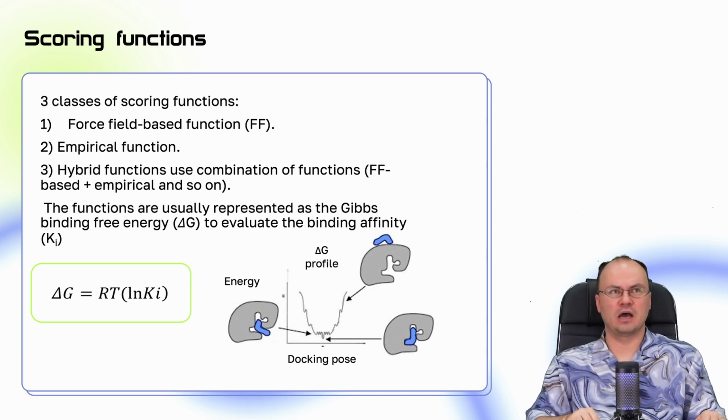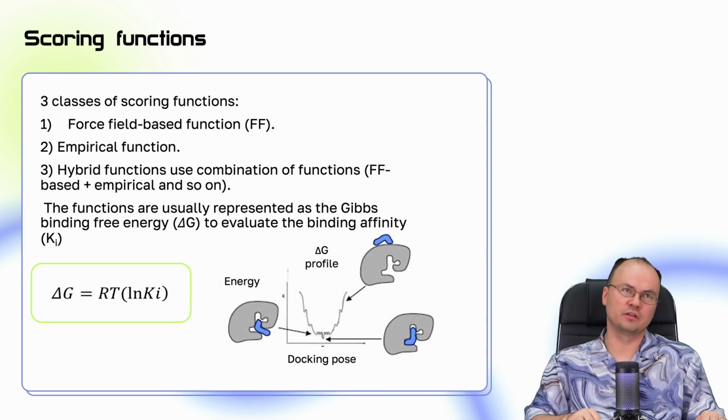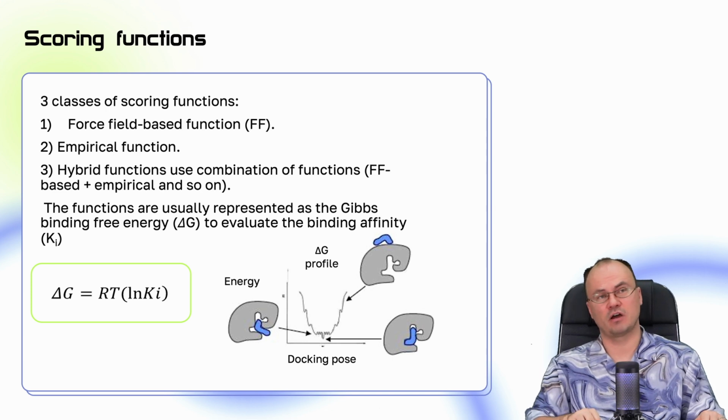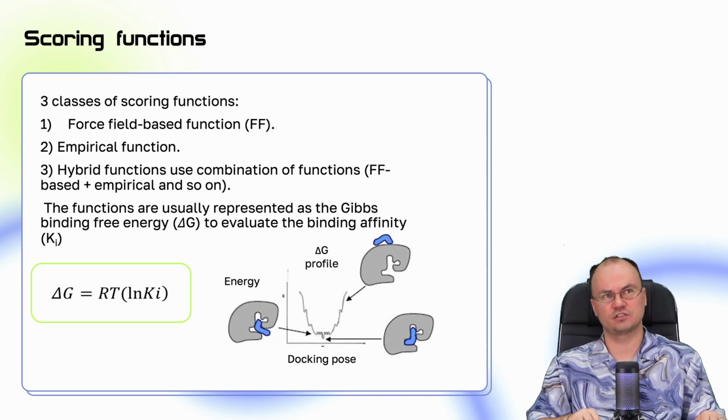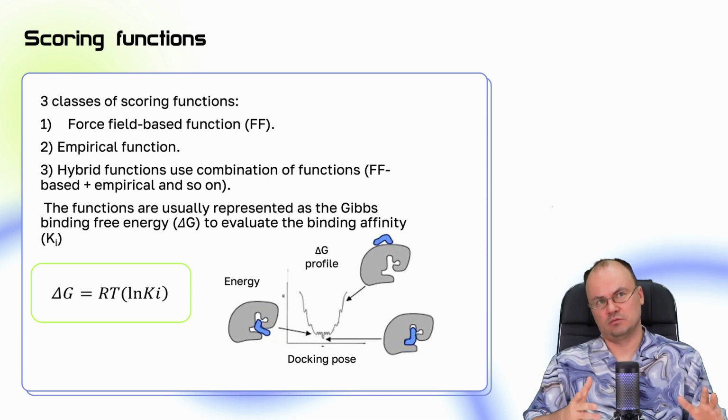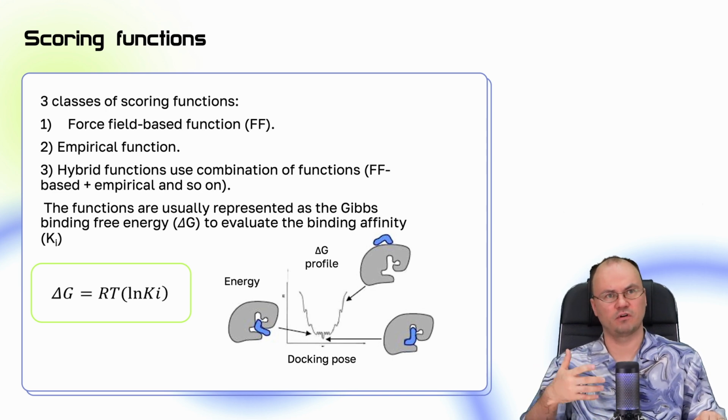These algorithms are using scoring functions. There are different scoring functions. Here I could subdivide these scoring functions into three classes. First is the force field based scoring function, which is the standard force field scoring function. The second is empirical functions. Then one could also change these parameters using some kind of hybrid scoring functions as a combination of different functions, like the force field scoring function plus the empirical scoring function, and so on.